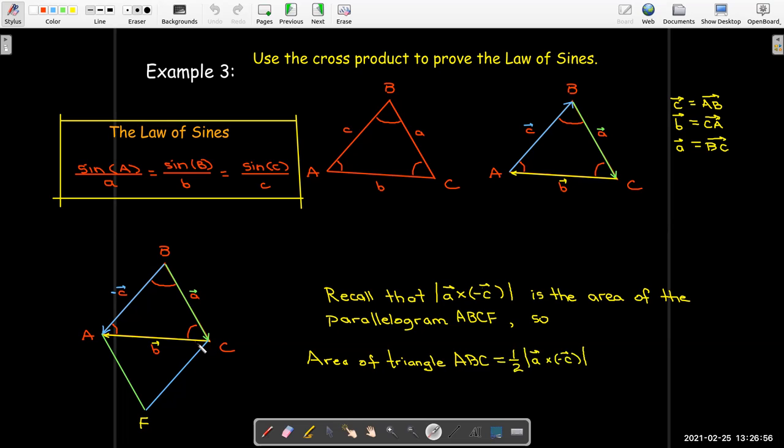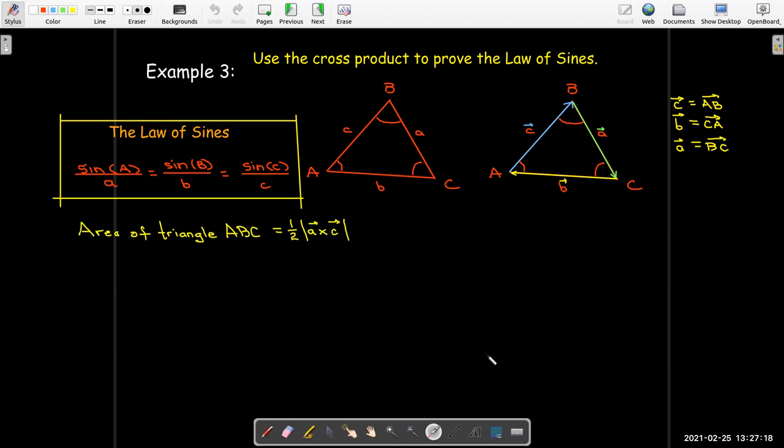So it would be half of the vector A crossed with the opposite of C. And I take the magnitude of it, which would be half the magnitude of A cross C. So I found three expressions for the area of the triangle ABC using the cross product of three different pairs of vectors.